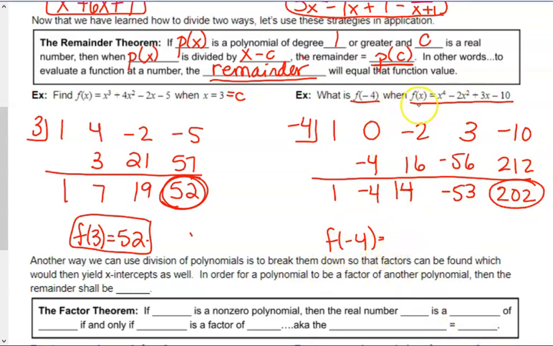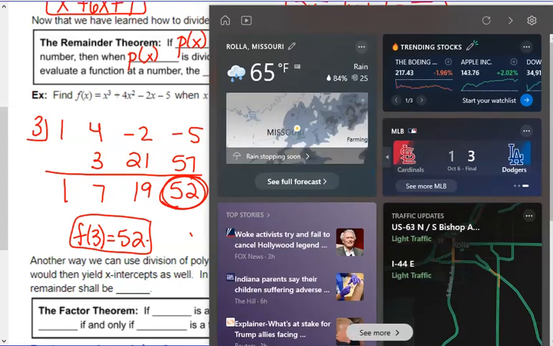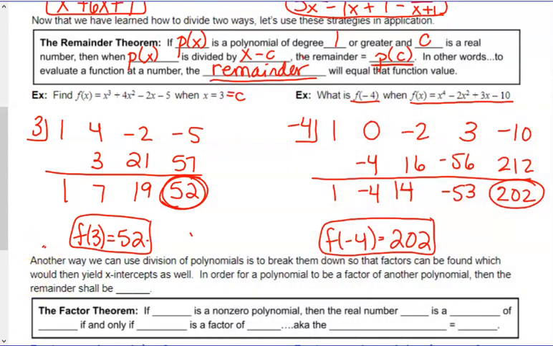If I were to plug negative 4 in to all those x's, multiply it, and do all the powers, I'm going to get 202. Pretty slick. Okay? All right, there we go.